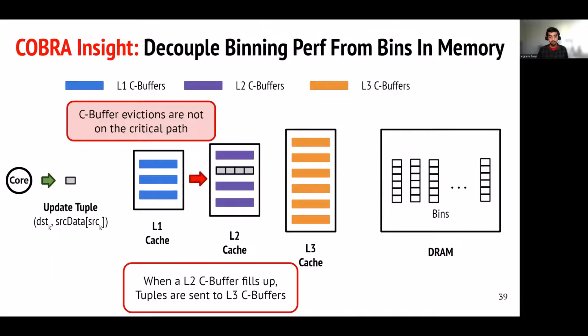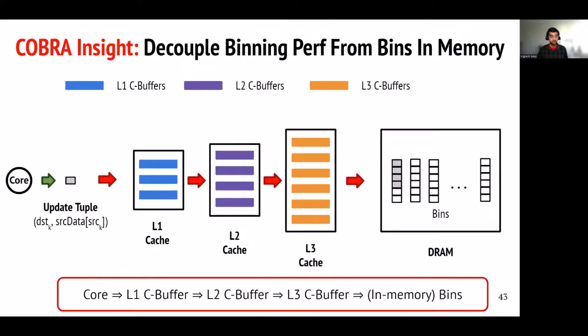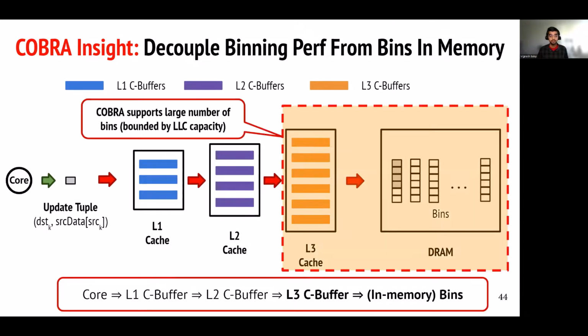Similarly, at some later point, when an L2 C buffer fills up, we evict the contents into one of many L3 C buffers. And finally, when an L3 C buffer fills up, at this point, we actually flush the contents to an in-memory bin. So in this fashion, in a Cobra execution, the core generates update tuples and writes them into the L1 C buffers. And then in the background, they're evicted into the L2 C buffers, then to the L3 C buffers before eventually being written into in-memory bins.